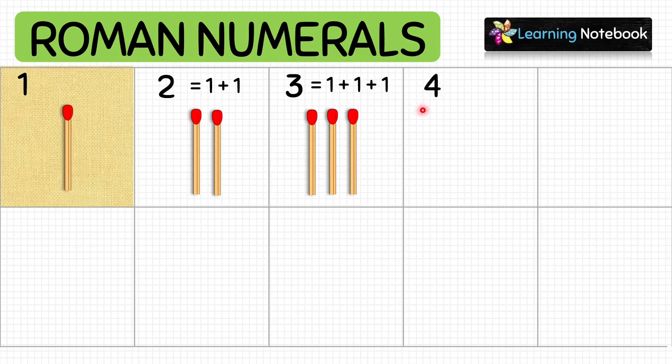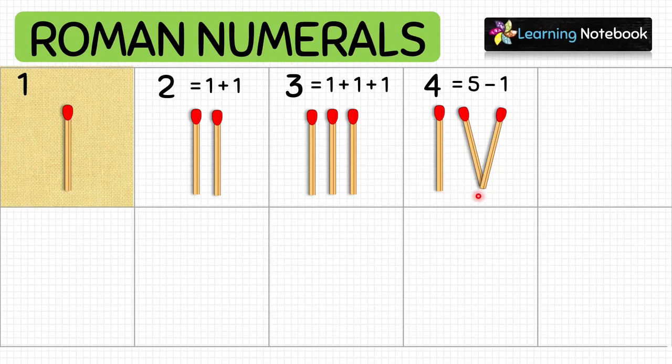Now let's move to number 4. Number 4 can be written as 5 minus 1. And since it is subtraction here, we will write smaller numeral first. So we will paste one matchstick vertically, and then to represent 5, we will paste V. So we will use two matchsticks here and paste it in the form of V. So this is the Roman numeral for number 4, IV.